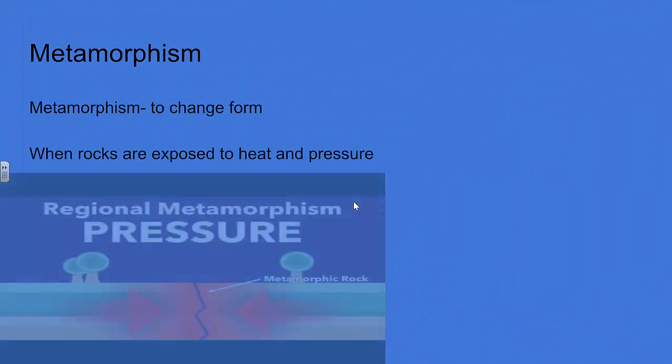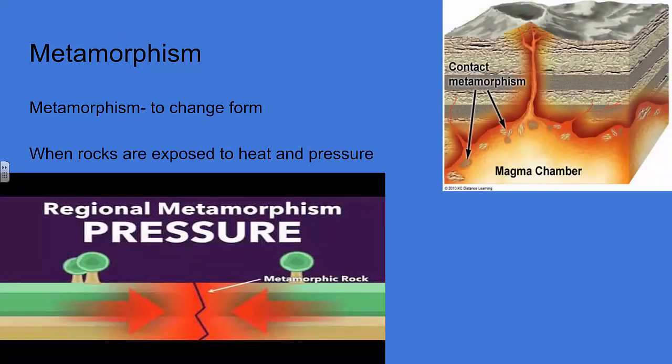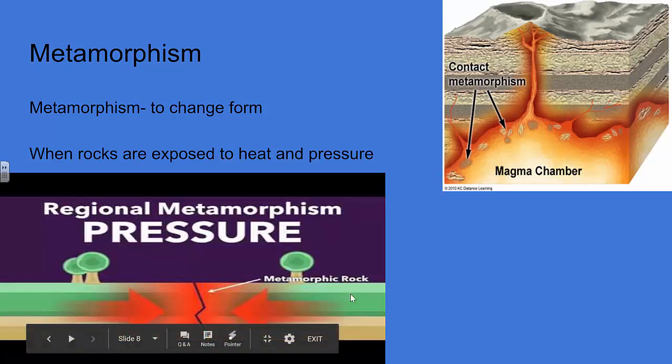Metamorphism. The word metamorphism means to change form. There are two types of metamorphism called regional and contact. Contact metamorphism happens when rocks touch magma but don't melt. Regional metamorphism happens when the tectonic plates shift and create pressure on the rocks that causes them to bend or change.